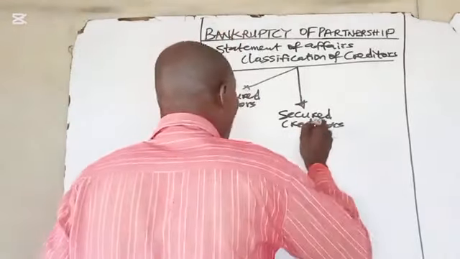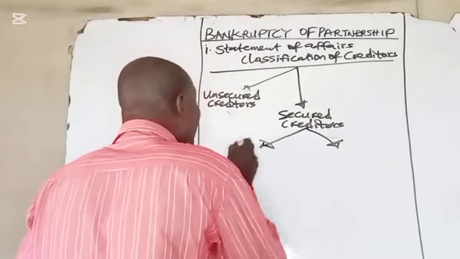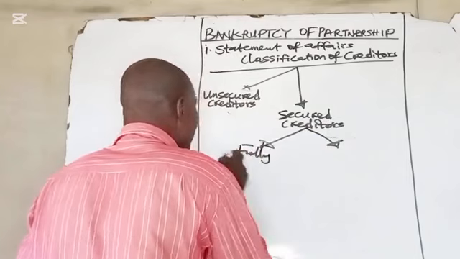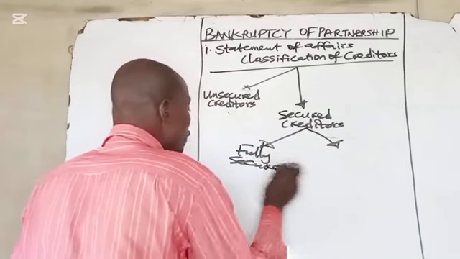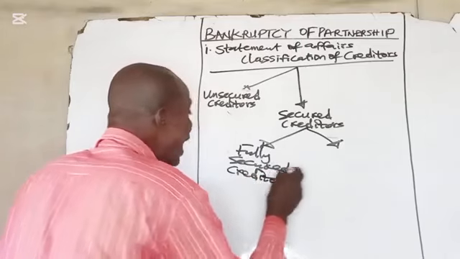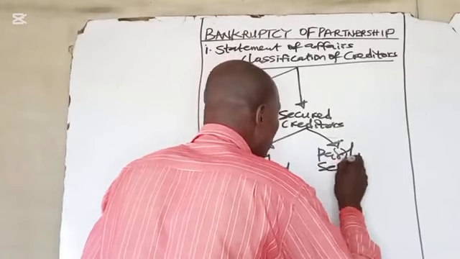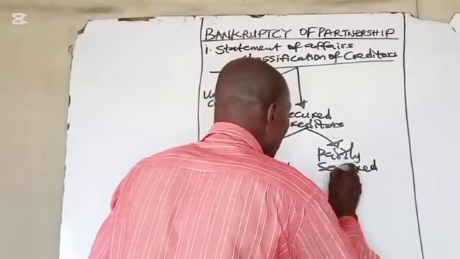These secured creditors, we will categorize into two: fully secured creditors and partly secured creditors.